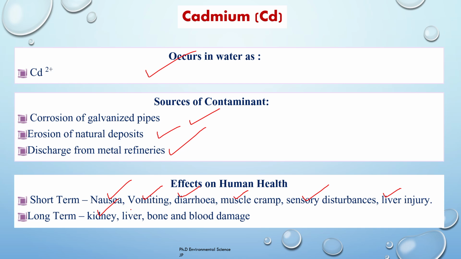Then it also causes liver damage, affecting its ability to process toxins and perform metabolic functions. Then it can interfere with calcium metabolism, weakening the bones and increasing the risk of fractures. Long-term cadmium exposure can affect blood composition and function, potentially leading to anemia and other blood disorders.